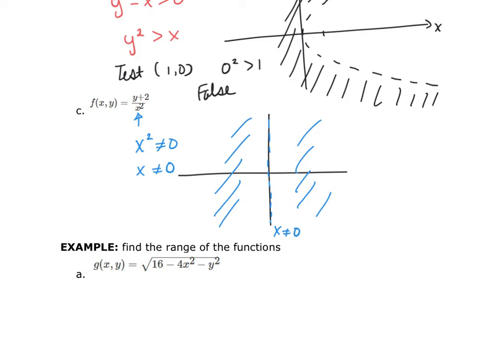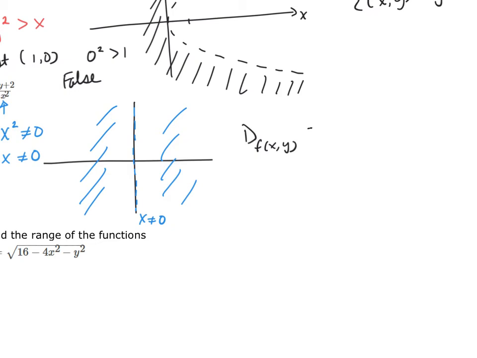So my domain on this one is actually a lot easier to write. I have the domain of f(x, y) is equal to, again, I can write this as I'm on the R2 plane, the real numbers on the plane, (x, y), and just simply x cannot equal 0, or (x, y) such that x cannot equal 0.